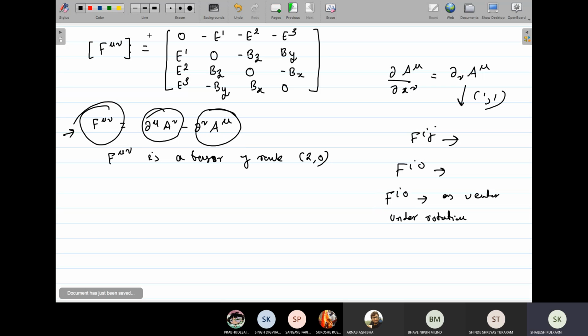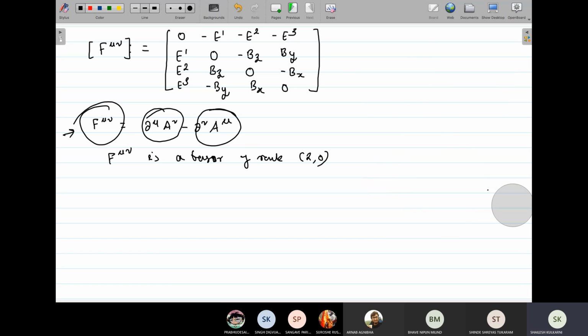If F mu nu is a tensor, then what will be F lower mu nu? It will be a tensor of rank 0, 2, right? You have to lower these indices. We know how to lower: F mu nu equals g mu rho g nu sigma F rho sigma. So you can also write the matrix for lower F mu nu. I will leave it to you. It is a very simple thing to do. Is this clear?